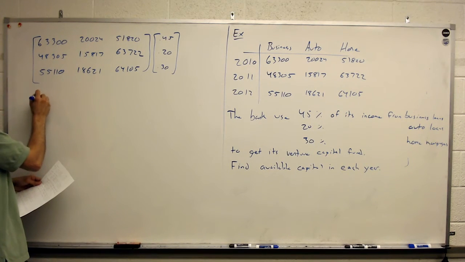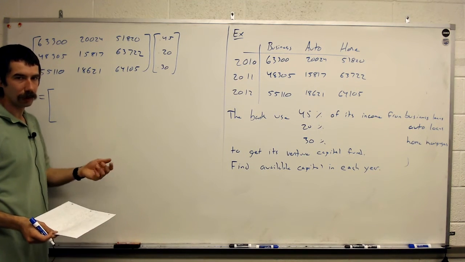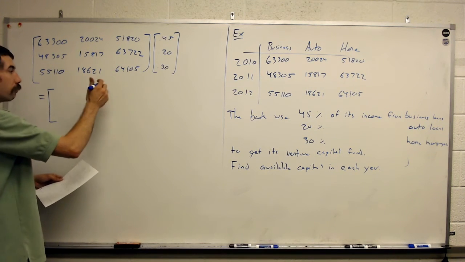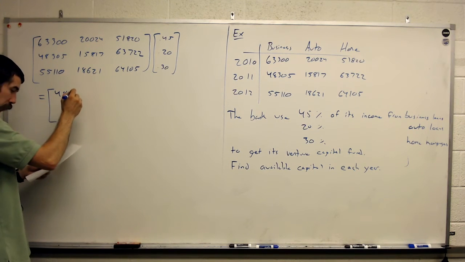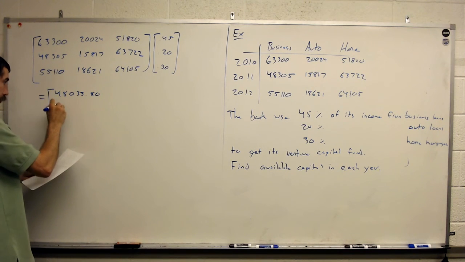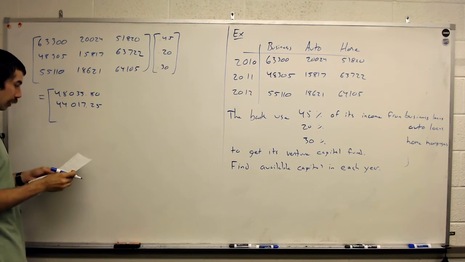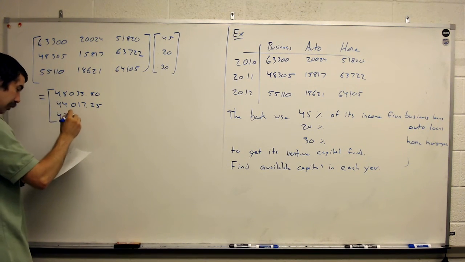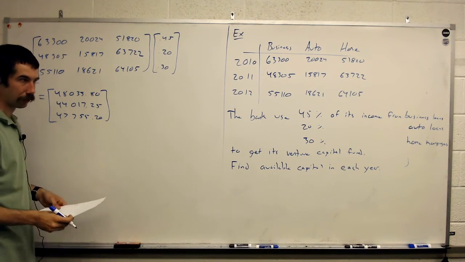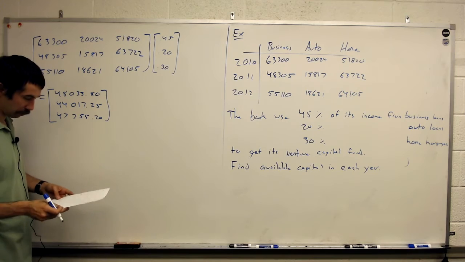So if we type this into a calculator, right, if you have a TI-84, you can do matrix multiplication, or there's just a bunch of matrix multiplication calculators online. If we type this into a calculator, we get $48,035.80 in 2010, $44,017.25 in 2011, and $47,755.20 in 2012. Okay, so matrix multiplication can be used to solve these types of problems.